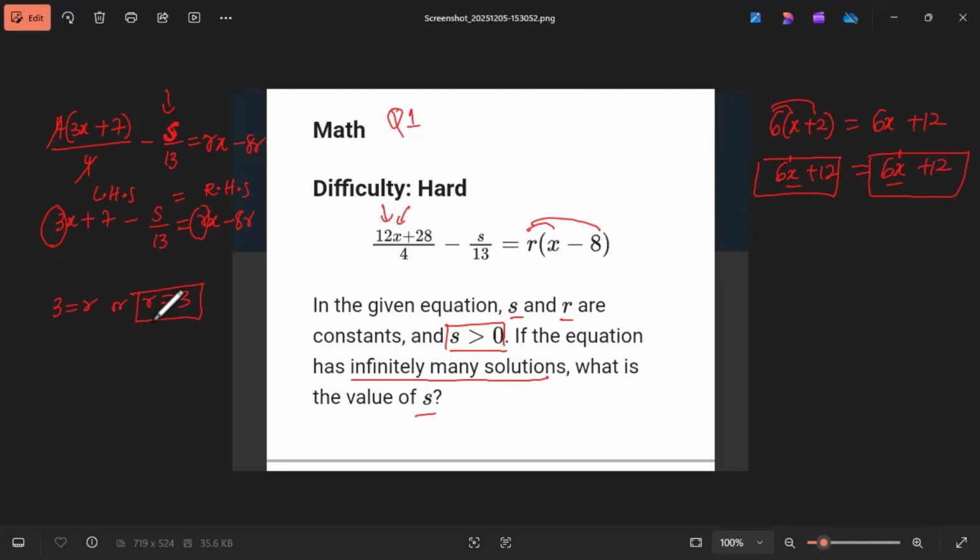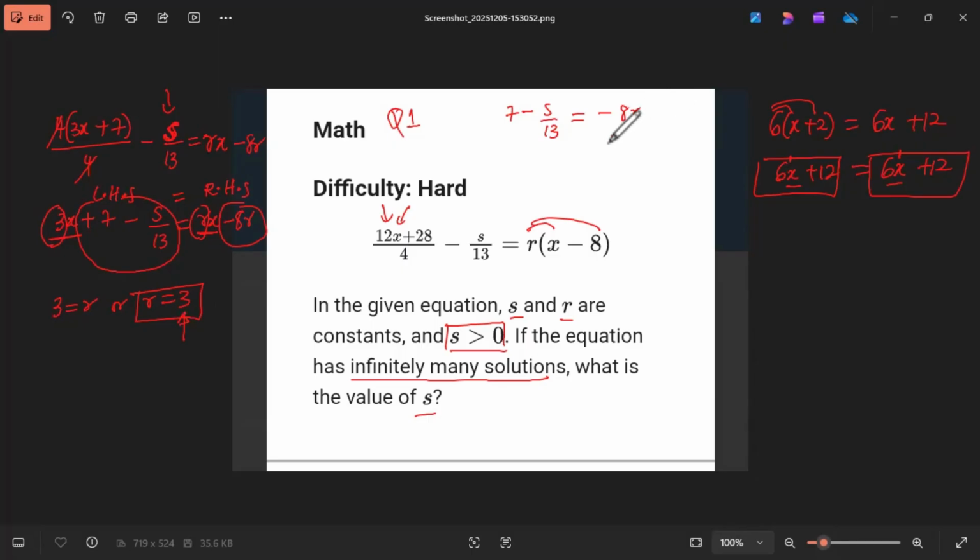They want us to find the value of x. So now we know that this has to be equal to this. The next thing we want to look at is that this constant term here has to be equal to this constant term here. That's going to be 7 minus x upon 13 equal to minus 8r, right? But what is r? r is just 3.